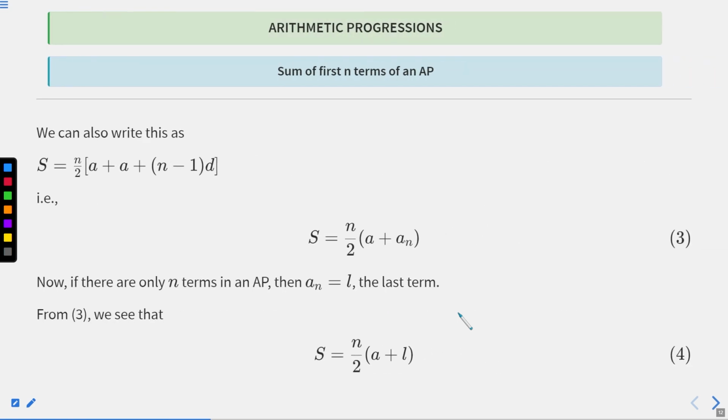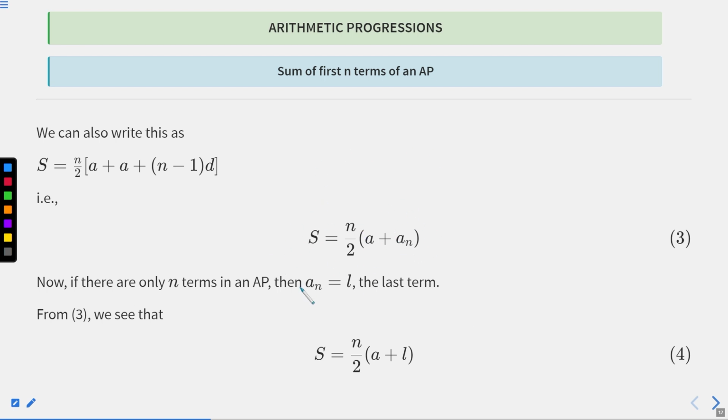So we can also write this as S is equal to n by 2 times A plus n minus 1 times D. And we know that an is equal to A plus n minus 1 times D. Okay. So we know this and we can write S is equal to n by 2 times A plus an. Now, if there are only n terms in an AP, then the nth term an is basically the last term. So an is equal to L, the last term. So from equation number 3.